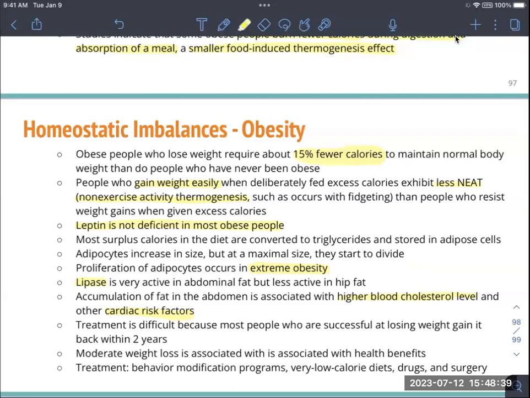Treatment is difficult because most people who successfully lose this weight tend to gain it back within 2 years. Once you've been obese, it's very easy to get back there. So even a moderate weight loss is associated with different health benefits. It takes a lot of behavior modification programs of eating, monitoring, and recording a very low calorie diet. There's different drugs, and then those different bariatric surgeries that we talked about in the digestive system as well.